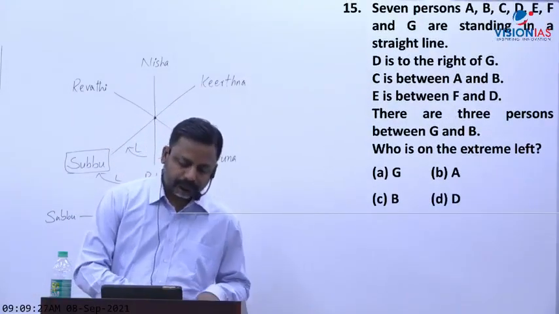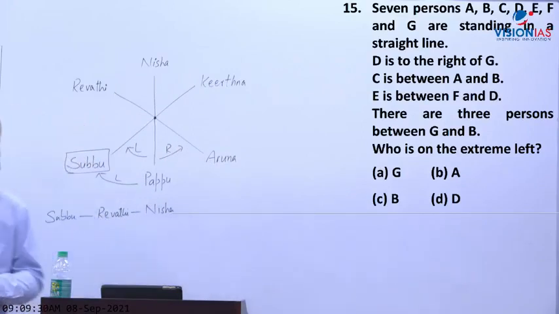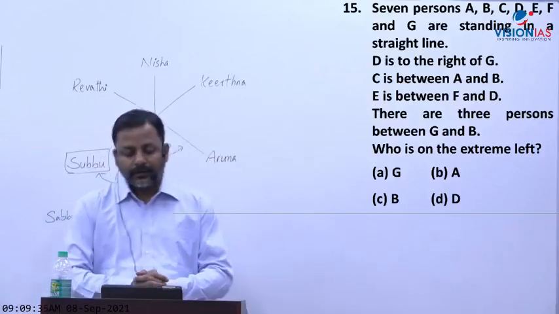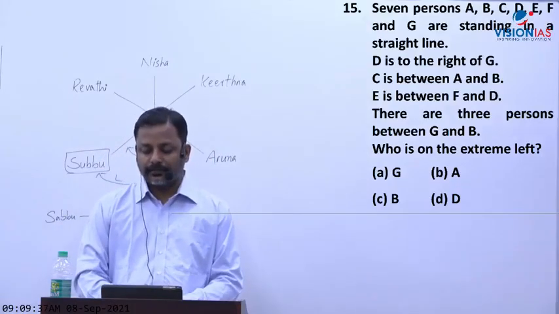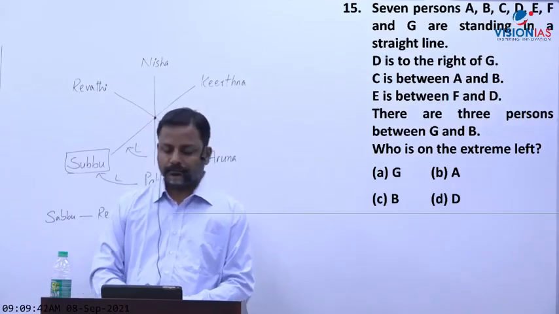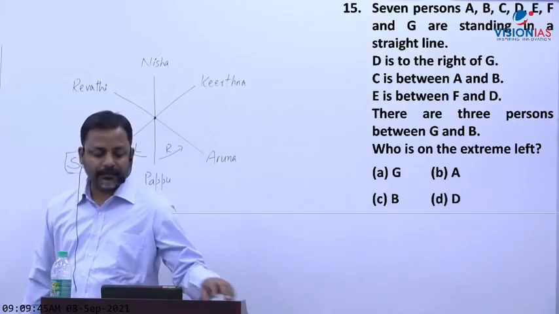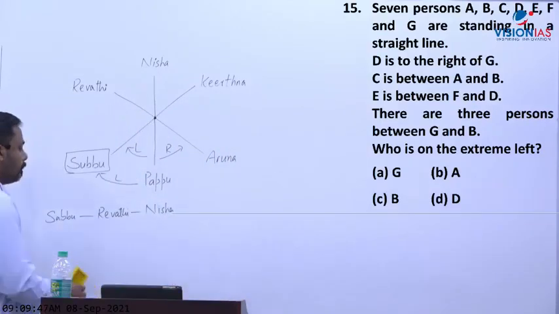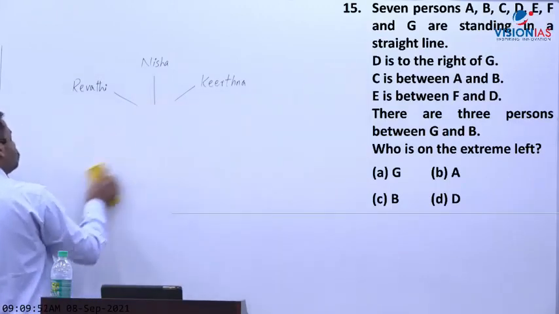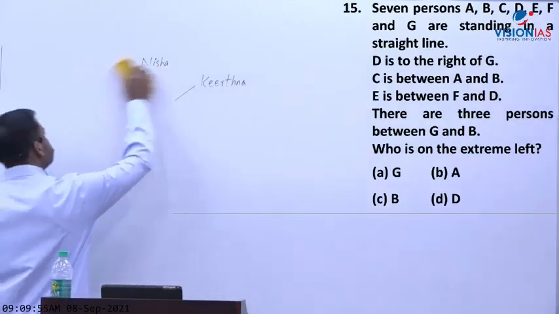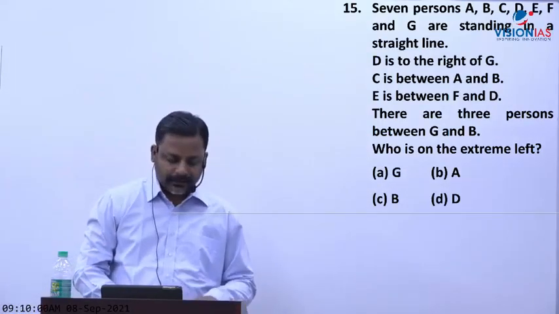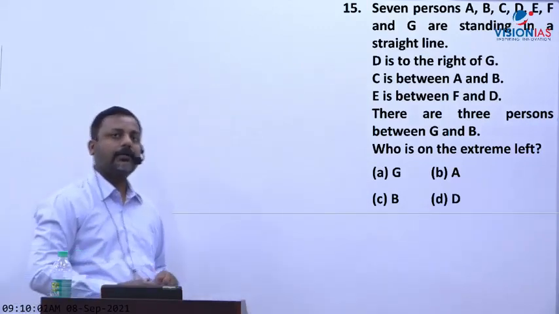Now, see this question. 7 persons A, B, C, D, E, F, G are sitting in a straight line. D is to the right of G. C is between A and B. E is between F and D. There are 3 persons sitting between G and B. So sometimes you will get more than one question in one set of information.